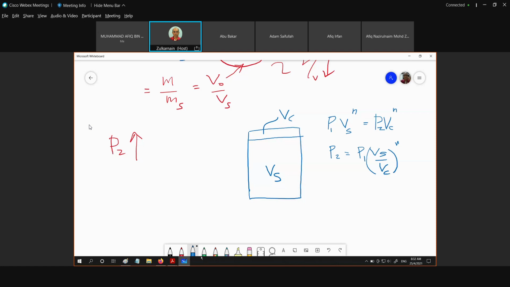Kita akan decrease VC. So when we decrease the VC, we bring down the VC value, dan kita dapati ini akan going up. This will go up. Okay? That is the best way lah. Tapi ada drawback dia. And apart from that, this is the first method.